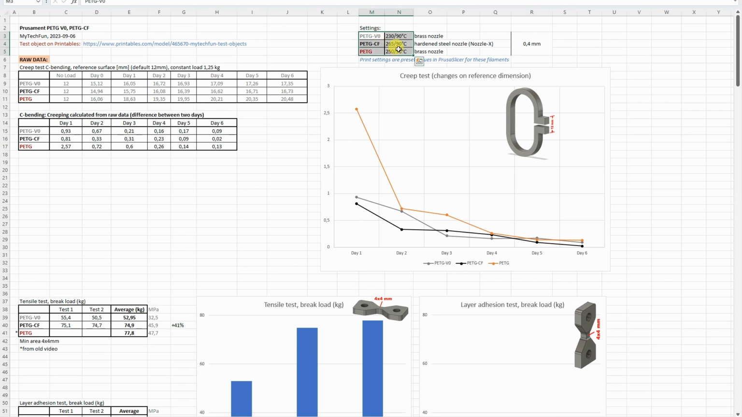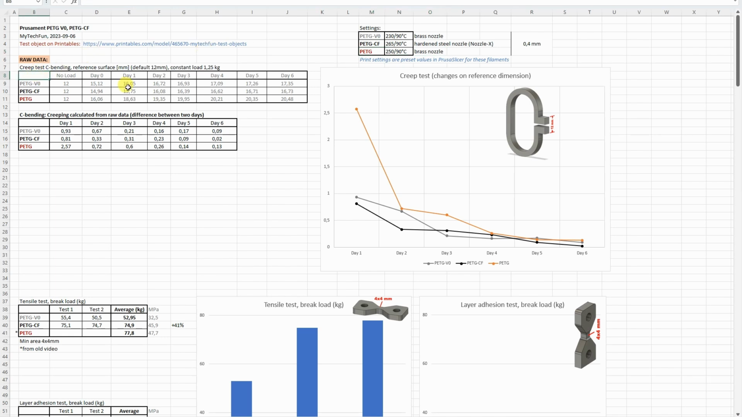These are the print settings, which are the different values in the Prusa slicer for these filaments. And don't forget, with the CF I use the hardened steel nozzle, the Nozzle X. In all three cases, 0.4 millimeters. Some data for PETG is from the previous video, but you saw a few objects were printed again.